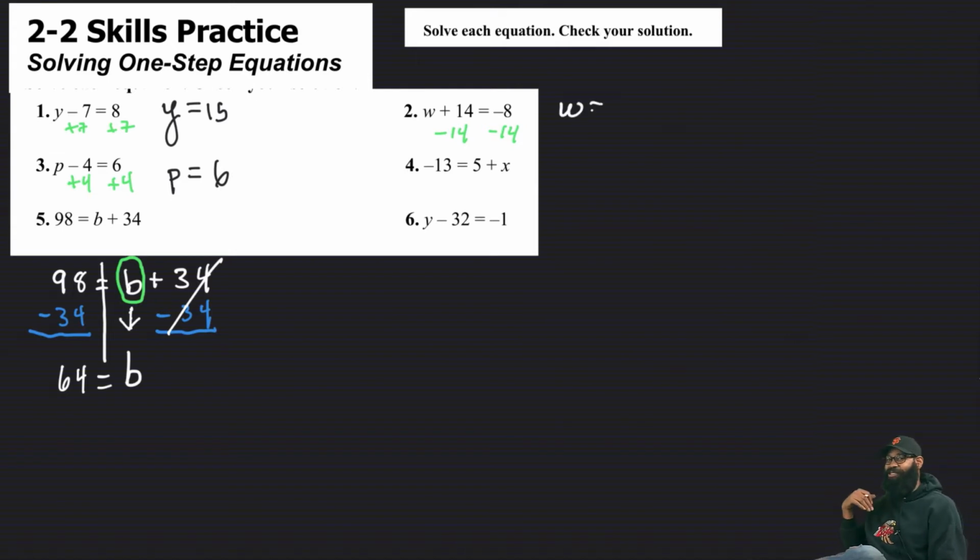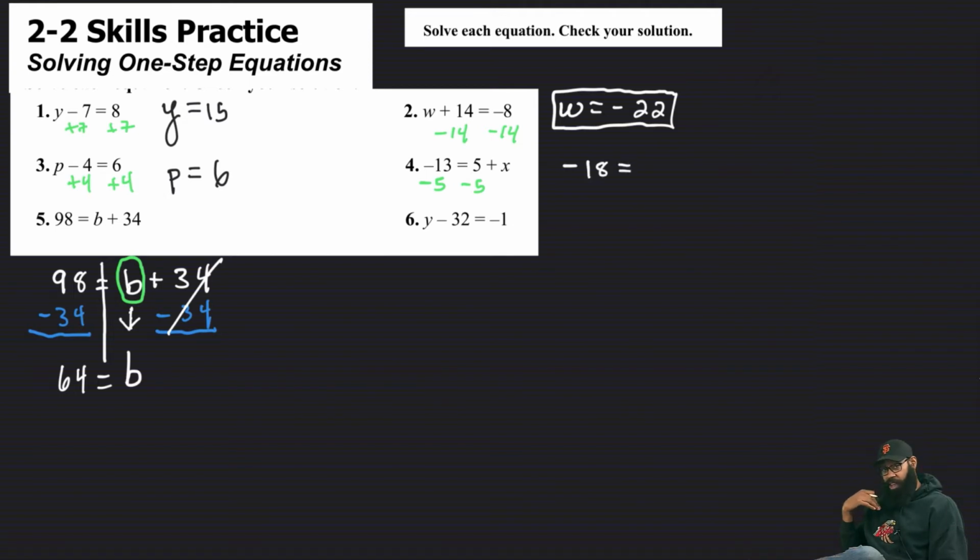And number 2, guys, we're just subtracting 14 from both sides. Hopefully you're not having any integer problems. You know that negative 8 minus 14 is a negative 22. Again, moving on to number 4. Careful here that they're just moving some things around, but being careful with your integers. Again, you've got negative 13 minus 5, which is going to give you negative 18.